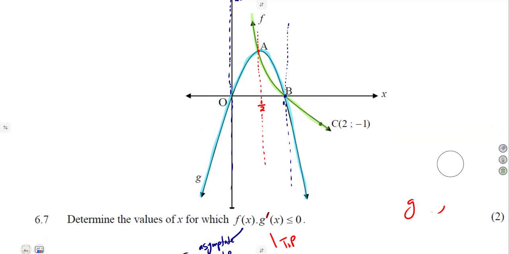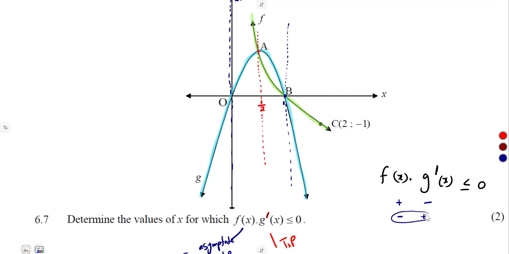So let's answer our question. We're done. As long as you can note these critical values, guys, we are done. The rest is just answering the question. The question needs us to find where f of x times the first derivative of G is less than or equal to 0, meaning when one is positive and another one is negative, or when one is negative and another one is positive. This is the condition that we want.